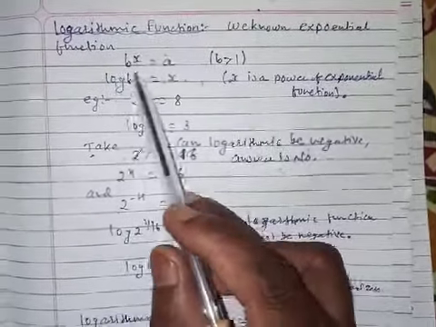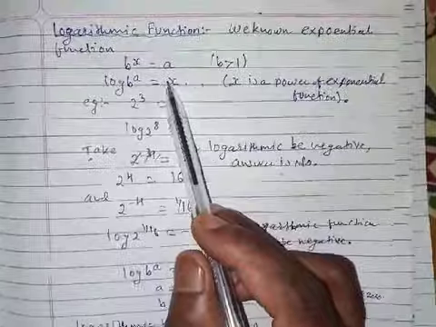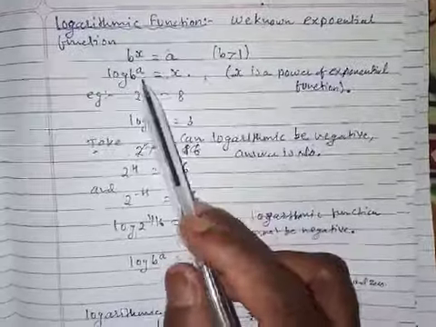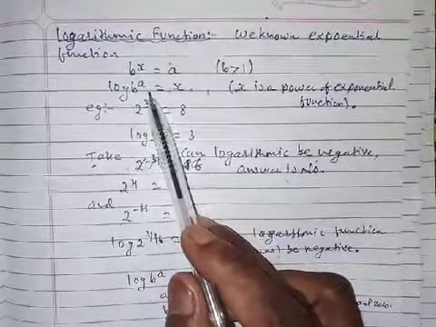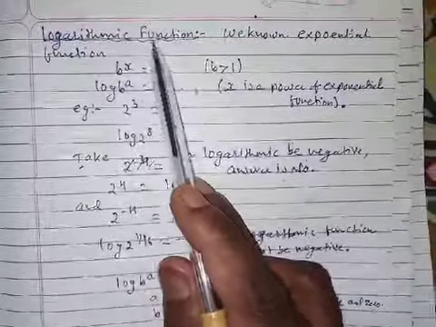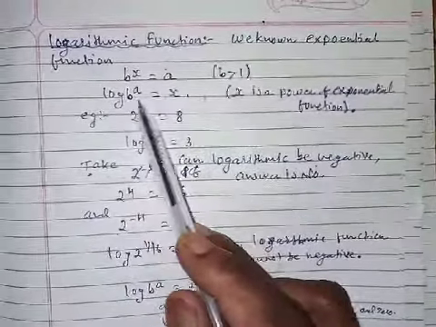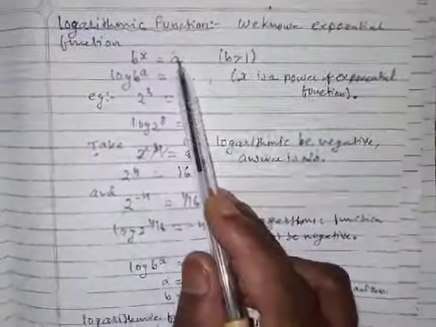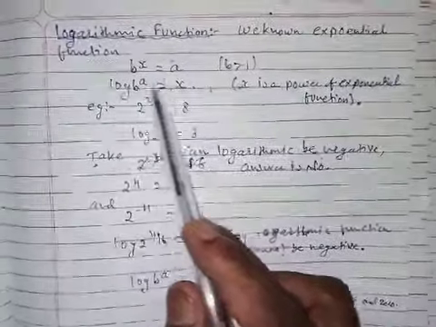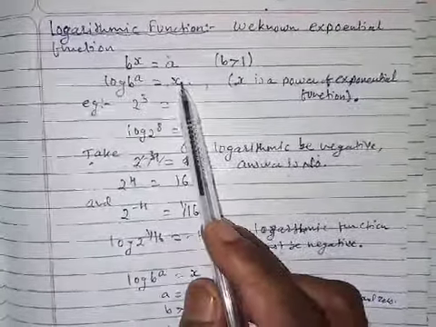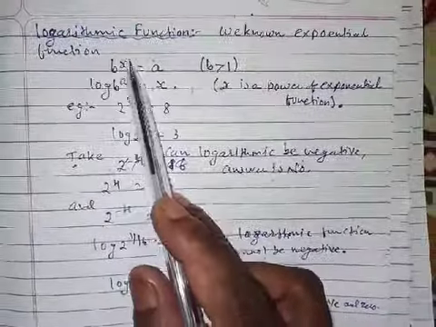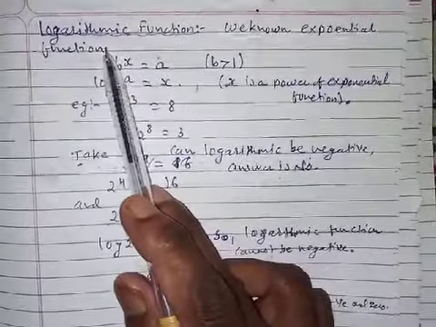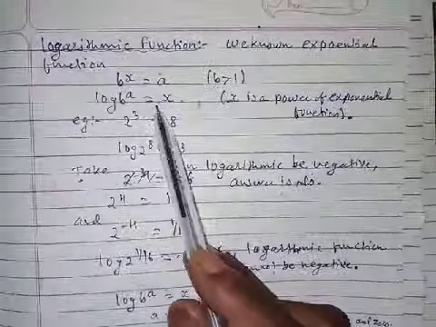So what does it mean? What is x here? x is the exponent, the power of an exponential function. So what does the logarithm function give? The logarithmic function gives the power x. Again, b raised to x is equal to a. If you operate log, then a goes to that side and x is here. What is x? x is the exponent, the power of an exponential function. So in short, we can say the logarithmic function gives the power x.